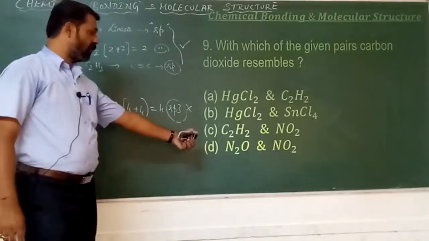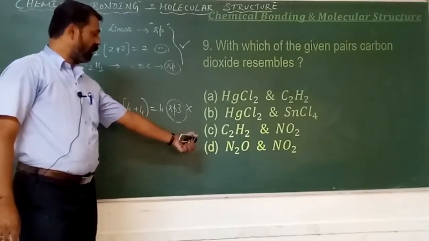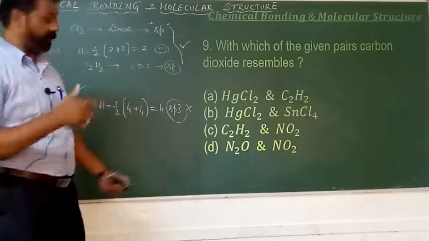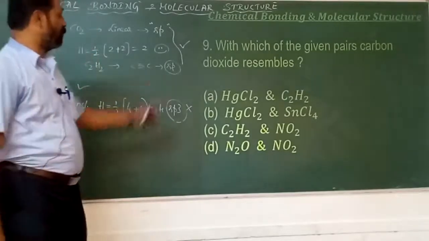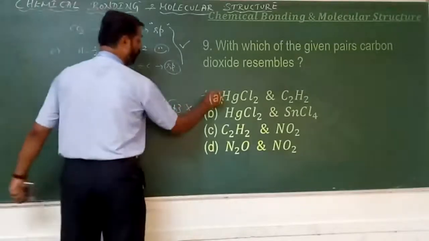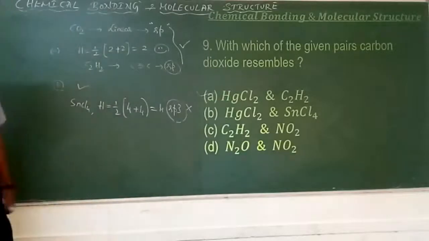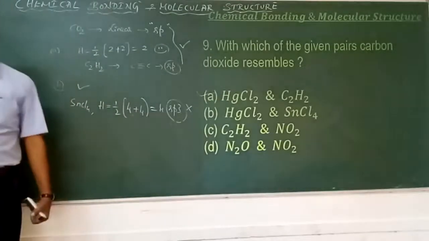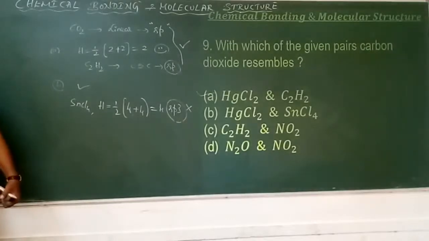So here also, N has 5 valence electrons, but we can't expect sp hybridization. sp2 hybridized, sp hybridization. This is possible only in the case of HgCl2 along with which one? C2H2, that is the answer. Okay, next.